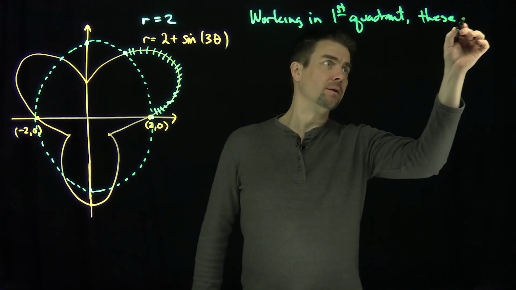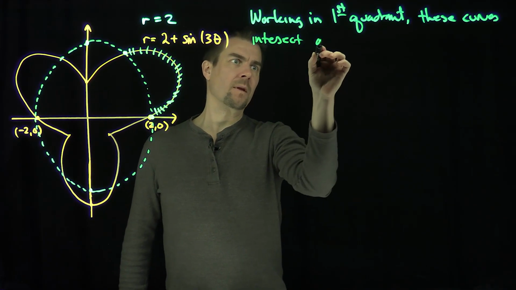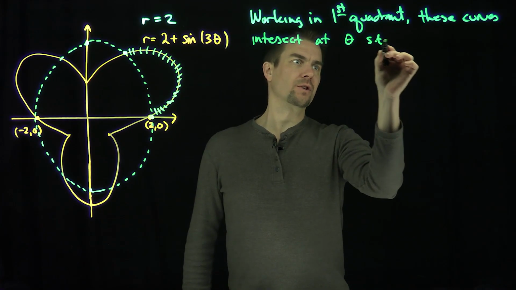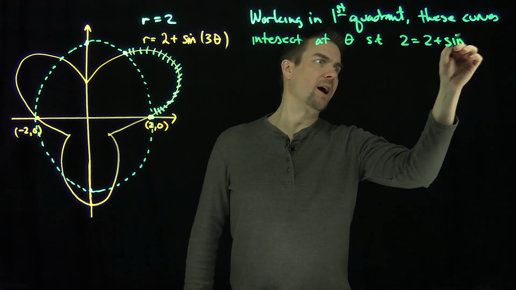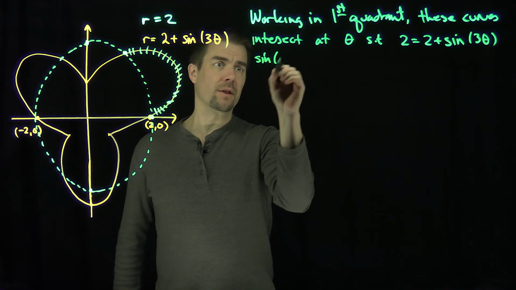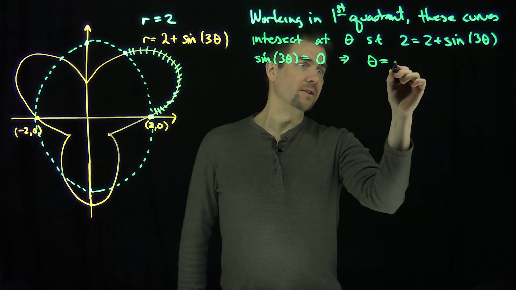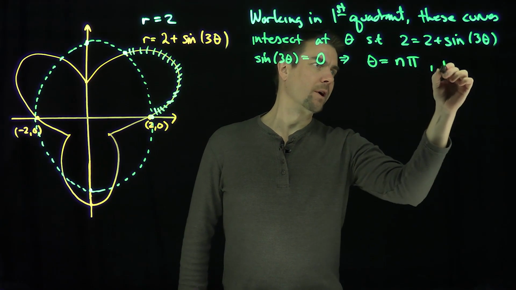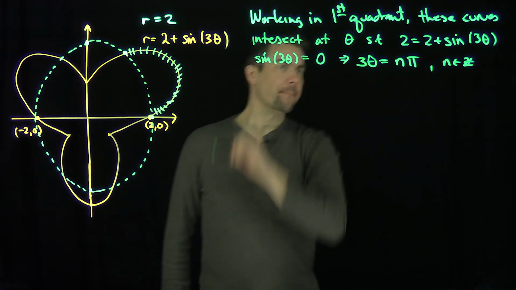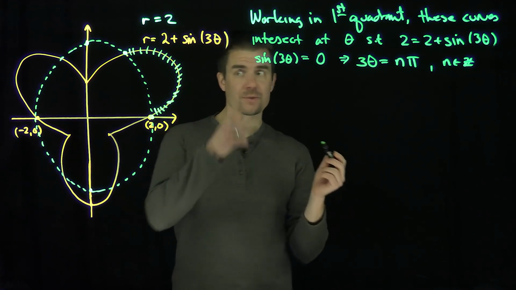These curves intersect at points, theta values, such that 2 is equal to 2 plus the sine of 3 theta. Well, the 2's will cancel, and that will just tell us that the sine of 3 theta is equal to 0, which tells me that 3 theta is an integer multiple of pi, where n is an integer, because the sine vanishes at integer multiples of pi. And so the question becomes, which of these angles theta will correspond to angles in the first quadrant?